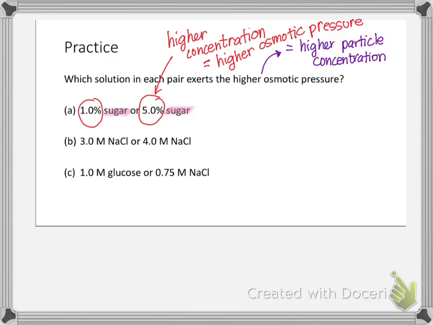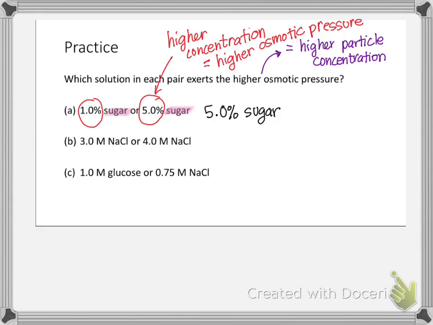So I have sugar on both sides of letter A. One sugar is 1%, one sugar is 5%. And so the answer to which has the higher osmotic pressure is the 5% sugar, because of the two sugar solutions, it has the higher concentration.